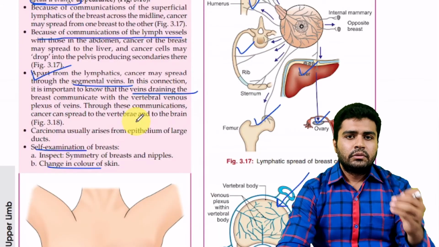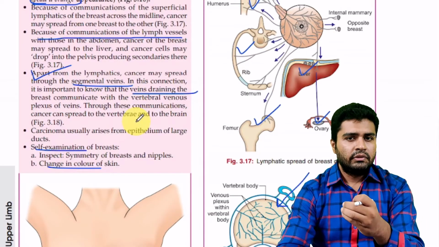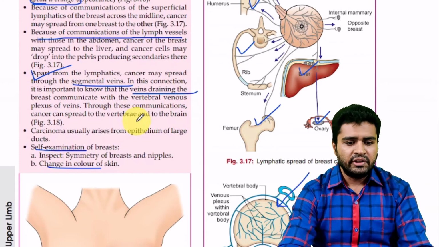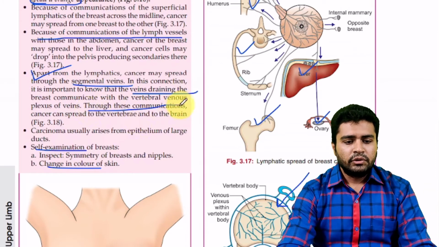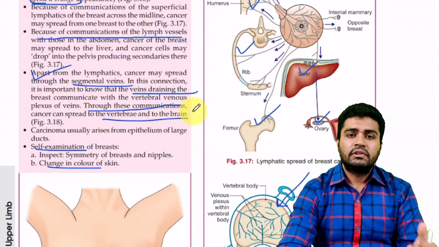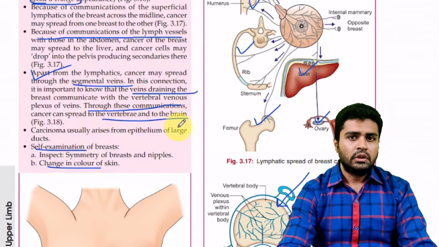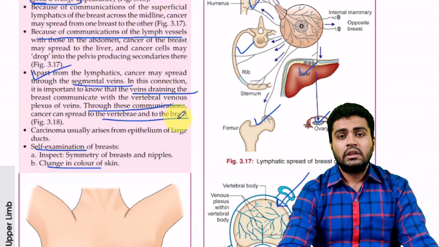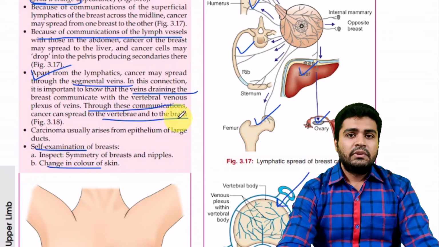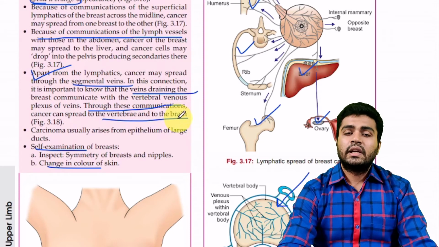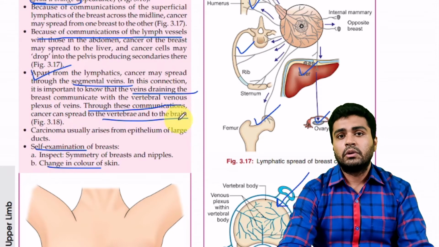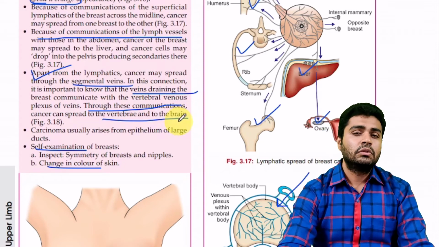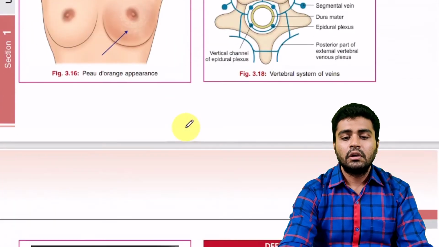Venous drainage: cancer cells can spread through the venous plexuses to the posterior side onto the vertebra, mainly through the posterior intercostal veins. So this communication can easily spread to the vertebra, and it can spread to the brain also. Breast carcinoma, if diagnosed earliest, the patient can be saved, but if it is a late diagnosis, it is difficult to survive because through the lymphatics it spreads to different organs, and through the veins also it can spread to different organs.